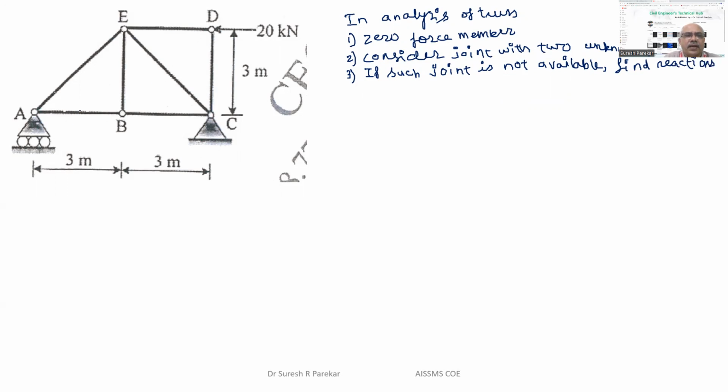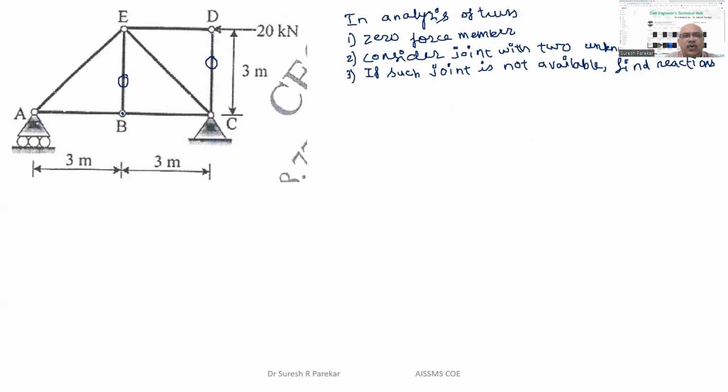Now at joint B, there is no force, no reaction. Two members are collinear, so the third is 0. So we have this as 0. Now this member AD and this 20 kilonewton, again these two are collinear, so the force in this member is 0. So we have two members where the force is equal to 0. Now we will consider joints one by one.